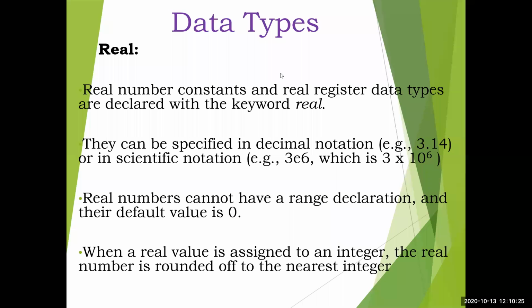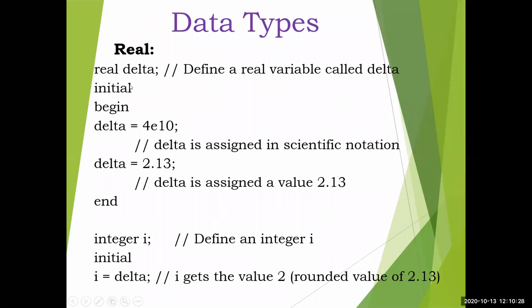If you see the examples of real data types: real delta, so delta is a variable and real is the keyword. We use it in a part of the program, initial begin. Here delta is assigned 4e10, in scientific notation. Then this delta value is updated with the new value 2.13, so the old value will be erased and this will be stored there. This is how we access the real data types. Then I am using another variable I as an integer, and now I try to store the value that is in delta into I.